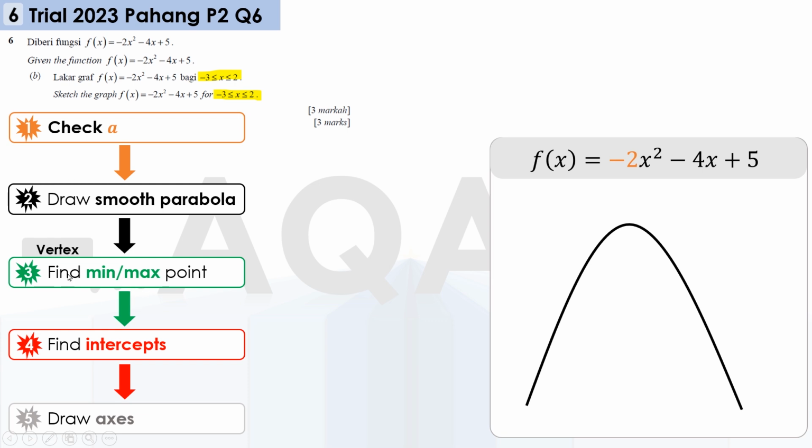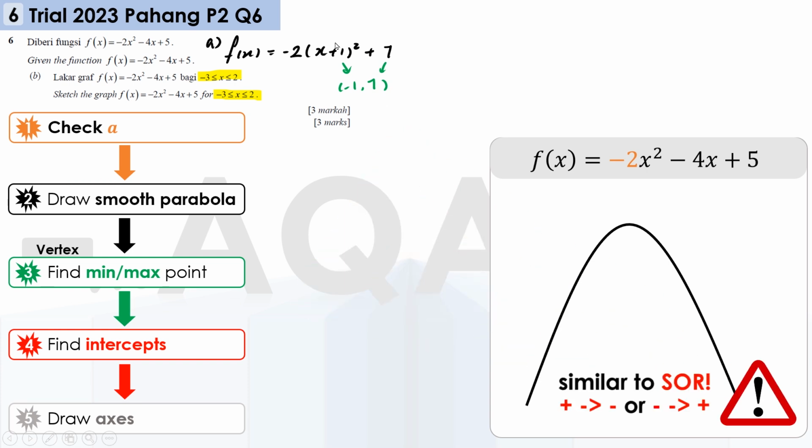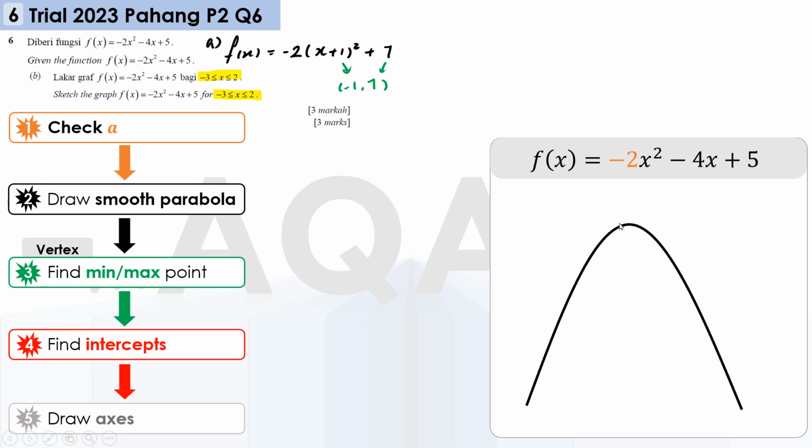Third step, we need to find the maximum point. So we need to use the vertex form of the function, which we have done in part A. Alright, and then we just extract the values to form the maximum point. So take note, for the x coordinate, positive must change to negative. Alright, and then we can just plot the maximum point here.